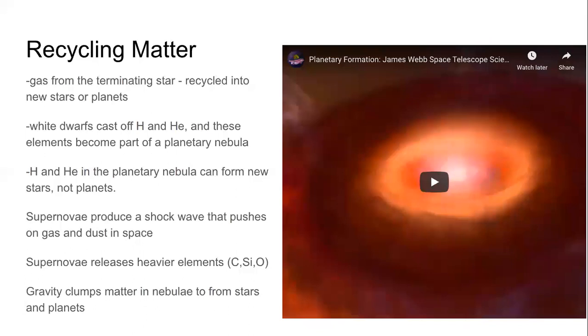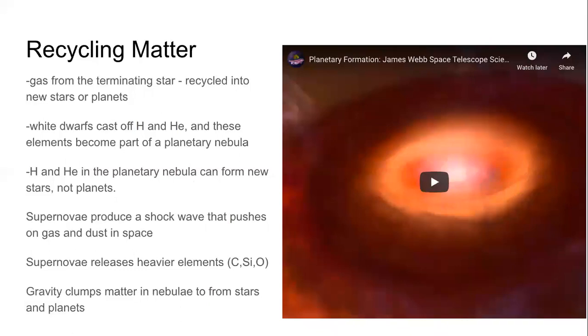Gas from a terminating star does get recycled into new stars and planets. White dwarfs cast off, recognize those chemical symbols right there, hydrogen and helium, and these elements become part of what they call a planetary nebula. Now, hydrogen and helium in the planetary nebula can form new stars, but not planets. And you're probably wondering, well, they call it a planetary nebula. Why not? Well, earlier astronomers called them planetary nebulae, but probably should have called them something else. So cast-offs from white dwarfs can help form stars, but not planets.